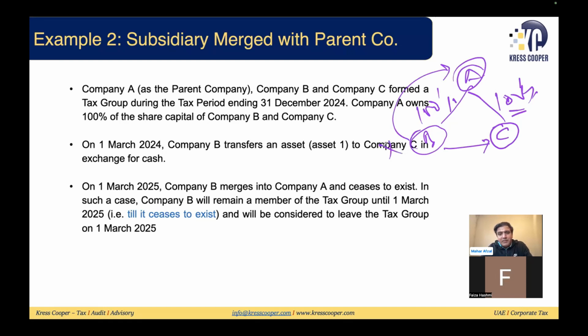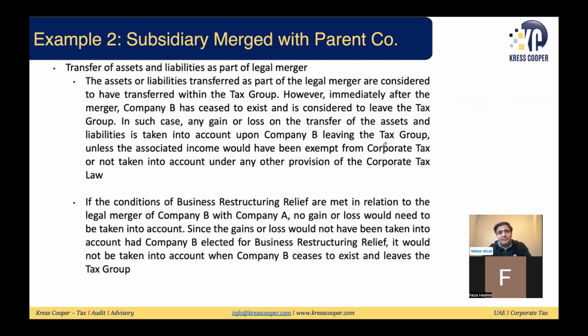Company B will remain a member of the tax group until it ceases to exist. It will be considered to leave the tax group on 1st of March 2025. Because we have already discussed, if one company is transferring its entire business to another company, it ceases to exist. It will be effective from the date it ceases to exist.